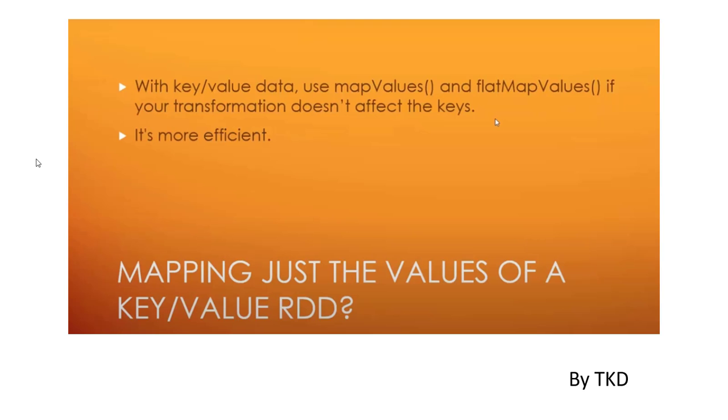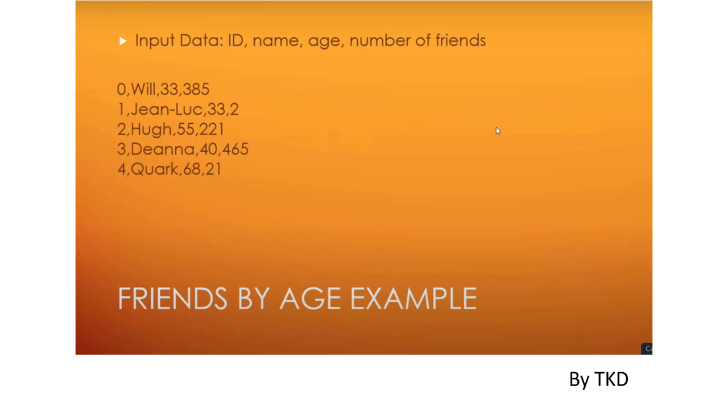One of the other things you can do is, suppose you are just mapping the values of the key-value RDD and leaving the keys alone, then it is more efficient to use mapValues and flatMapValues. They are like map and flatMap. So if you are going to map just the value of the key-value RDD, use mapValues and flatMapValues. It will be simpler from the syntactical point of view, and also more efficient to use. So let's try to look at the example now.